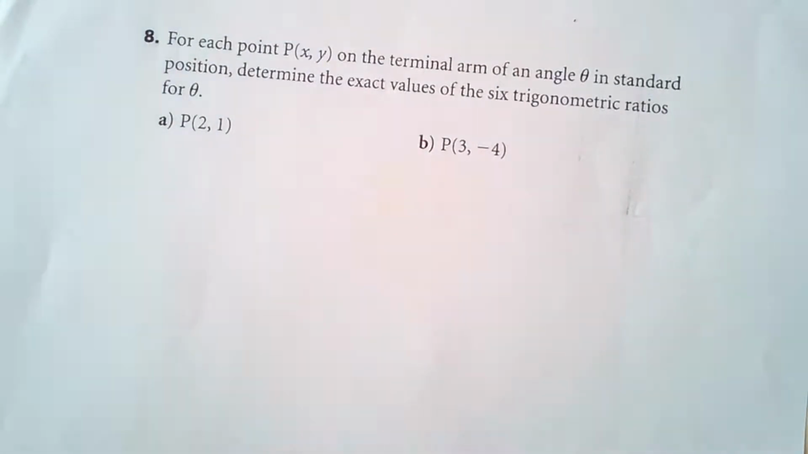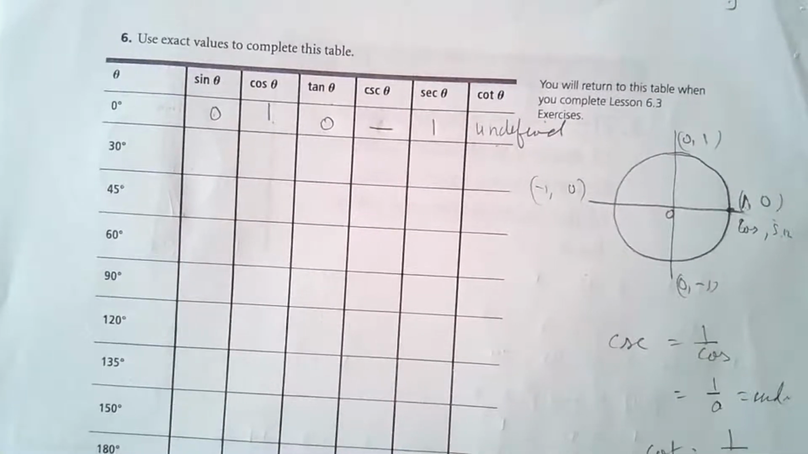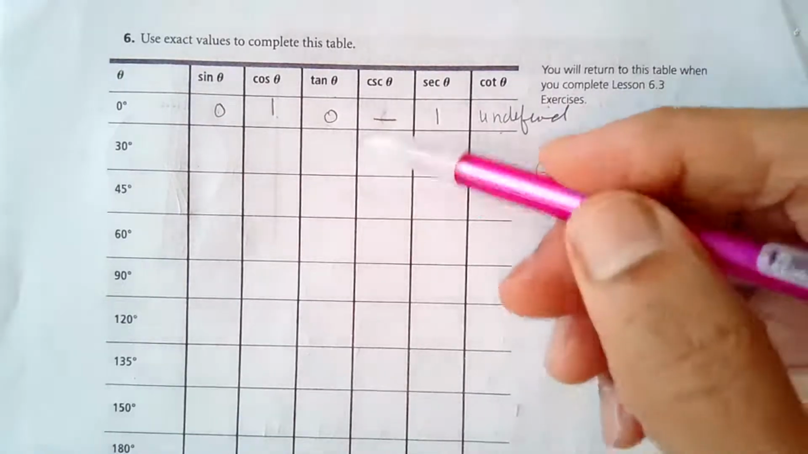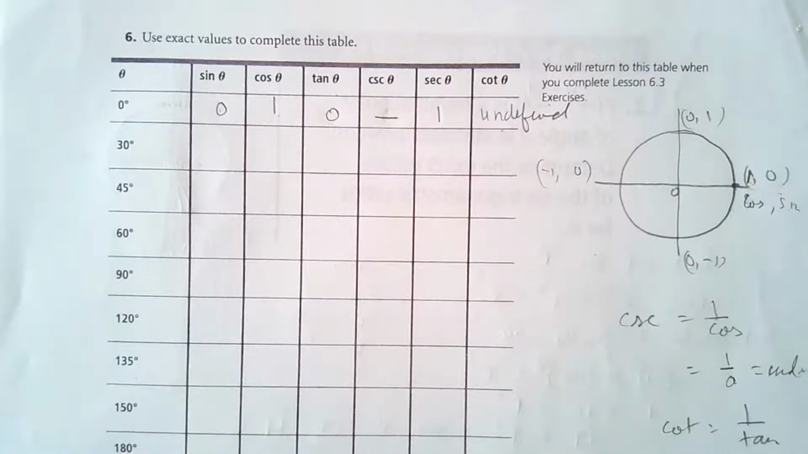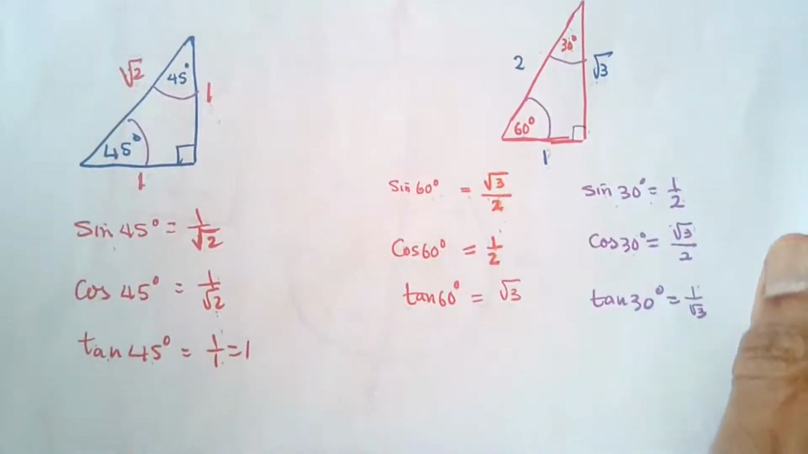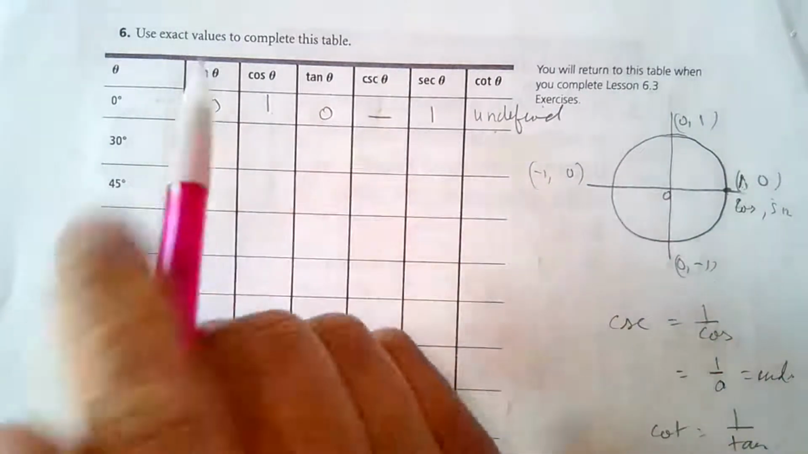But meanwhile, if you go to your textbook, this is on page 476. Try to complete these using your reference triangles and the ones you have here. I think I've posted the full solution on the blog, but try to do it without looking at the blog answer. But just look at the first one here.